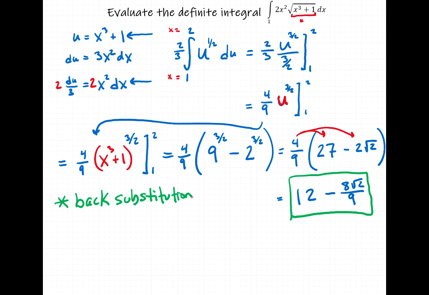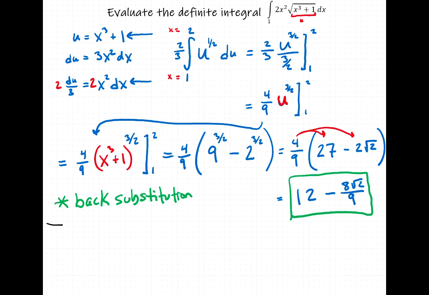So with back substitution, what I mean by this is we're starting off with our variable being x, then we make a substitution to convert it to u, and then we make a back substitution to go back to x, because our limits of integration were x values. So as long as the limits of integration are x values, our variable has to be an x. So we went from u back to x.